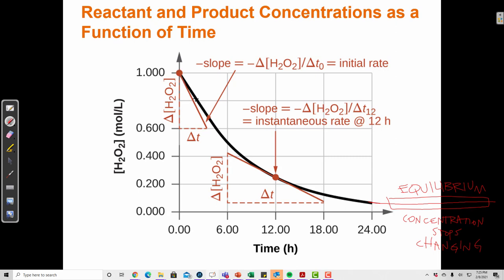So averaging all the points on the curve gives me important information about the rate of that reaction. But drawing the tangent and making this one line and solving for the slope of that line, so that I can determine what the instantaneous rate is at any given point along the curve, that's also important information.